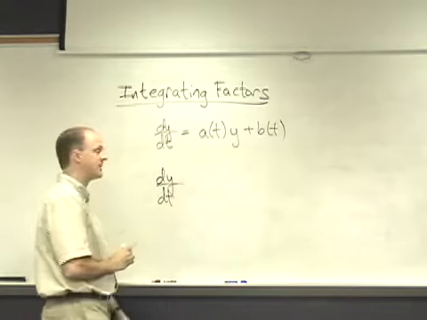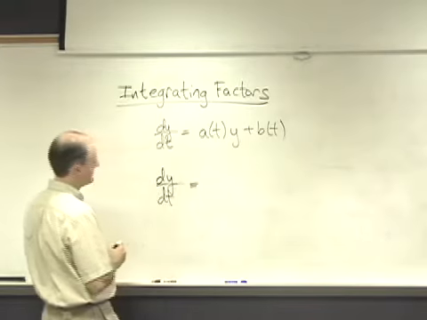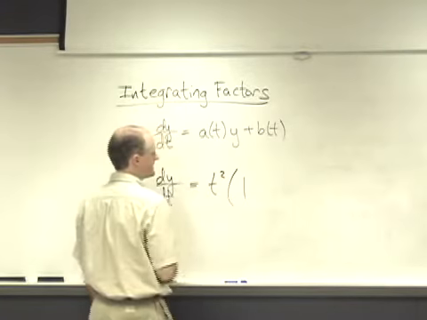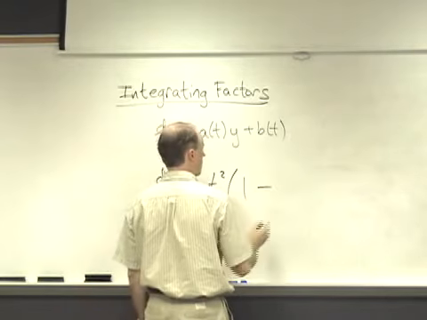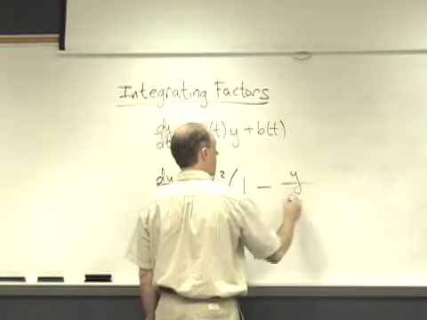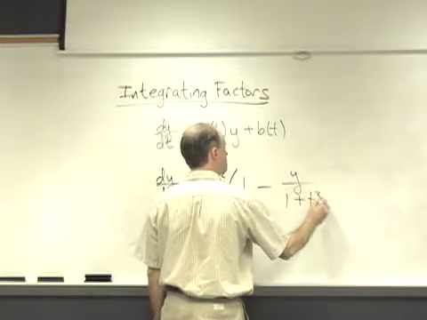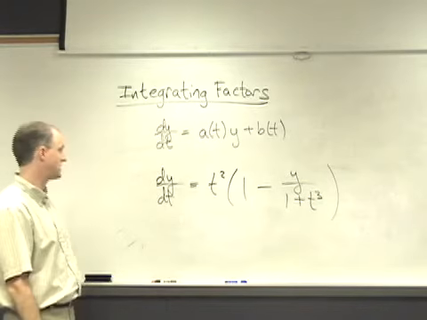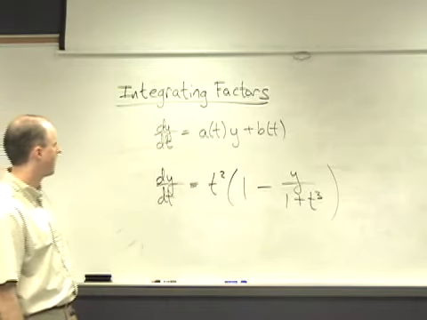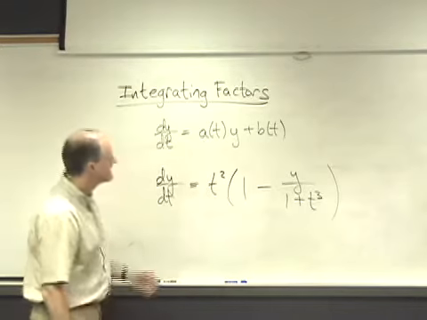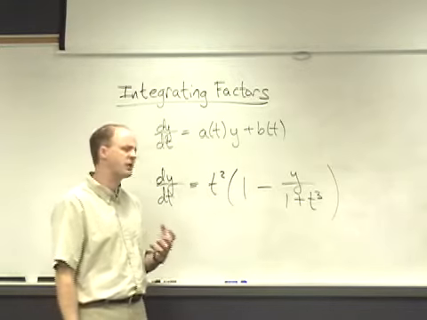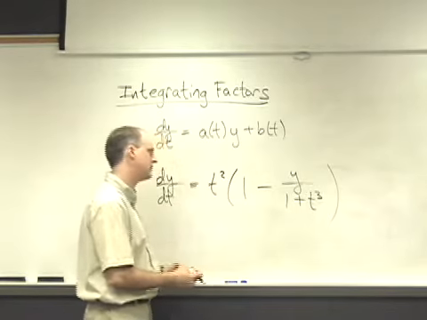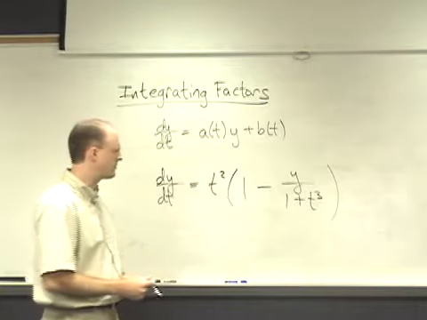This is going to look kind of complicated. I'll make it dy dt equals t squared times a quantity in parentheses, 1 minus y over 1 plus t cubed. Certainly a frightening looking differential equation. How in the world are we going to solve this? Well, separation of variables is the first thing to think about. Can we separate the t and the y on the right hand side? It looks like we probably can't.